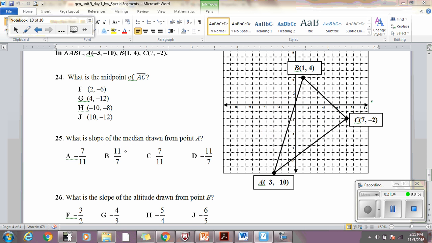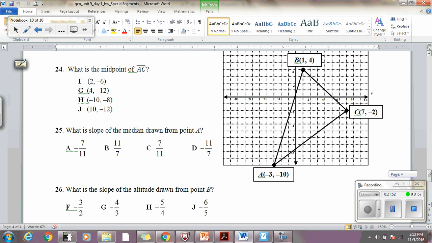Number 26 wants to know what would the slope be of an altitude drawn from point B. Now, in order to answer this question, you would need to know the slope of AC, because the altitude leaving B has to be perpendicular to that. So first, let's find the slope of AC.